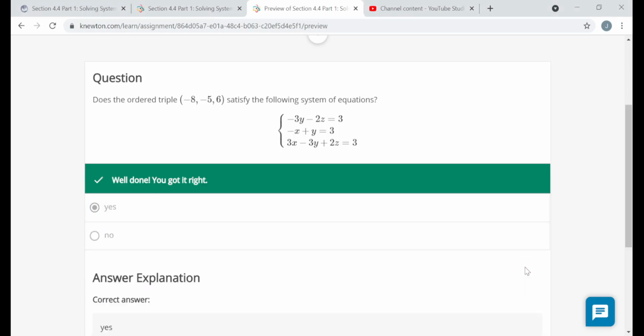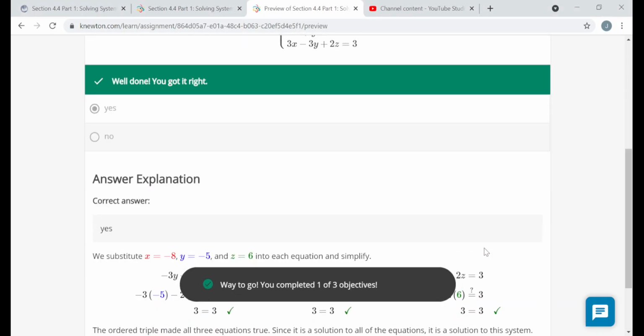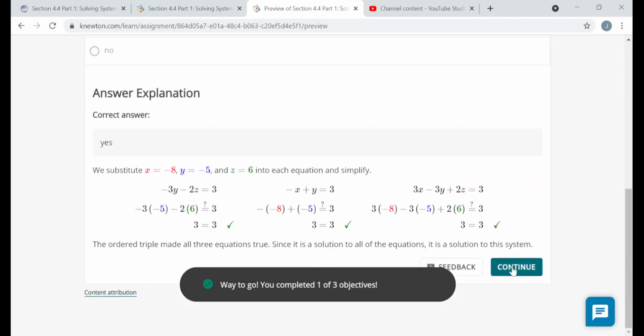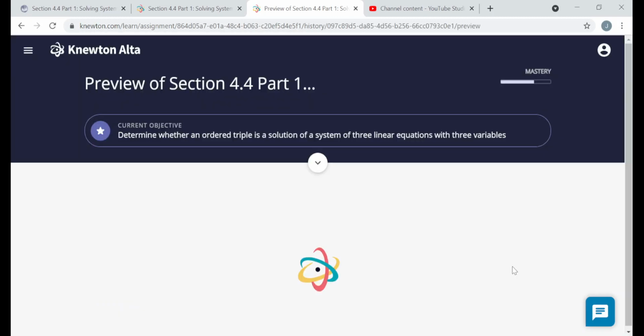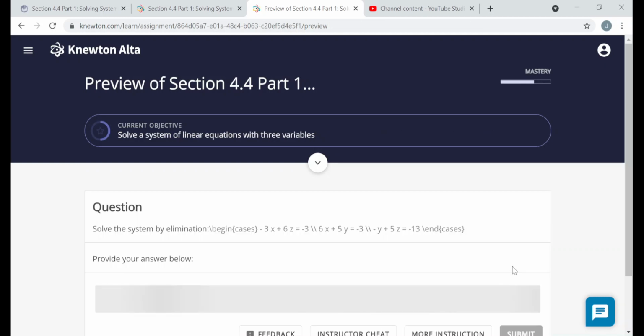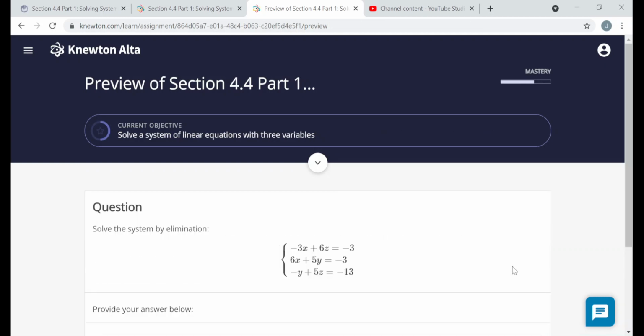All right, so that objective's done. Still got the other two to complete. So next question is on the objective of just solving a system, right, through this elimination method.